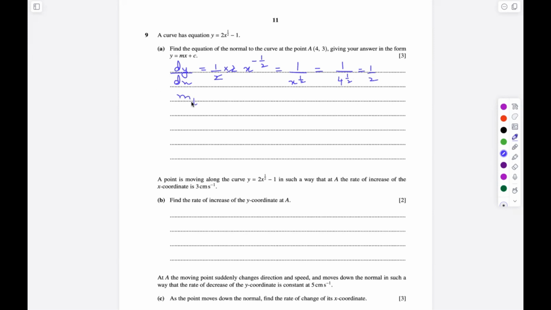Now, as the gradient of the tangent is 1 upon 2, it means that the gradient of the normal will be the negative reciprocal, which will be equal to minus 2. Now, once we have the gradient, we have a point on the curve. To make the equation of the normal, we use the formula y minus y1 equals m into x minus x1. So y1 is 3. This will be y minus 3 equals minus 2 into x minus 4. Expanding the bracket, we'll get y equals minus 2x. This will become plus 8, and minus 3 will add over here. So the final answer will be y equals minus 2x plus 11.